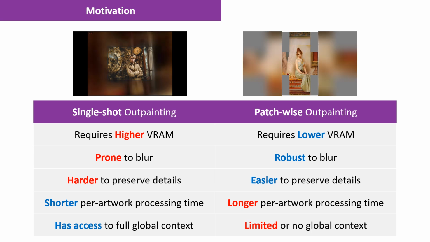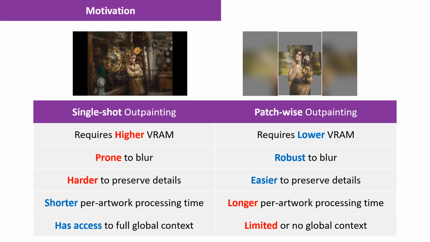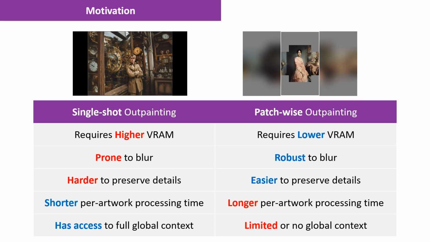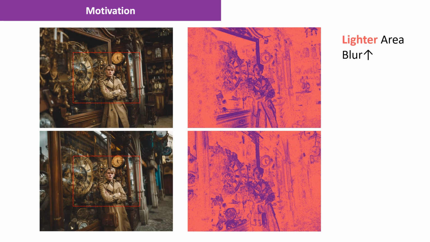This has the advantage that the task finishes in one pass and all context of the input image can be considered. However, when the resolution of the output becomes large, it requires high video memory, and the extended area is prone to blur and lose details. The images on the right visualize the blur level of the images on the left. Brighter regions indicate stronger blur.